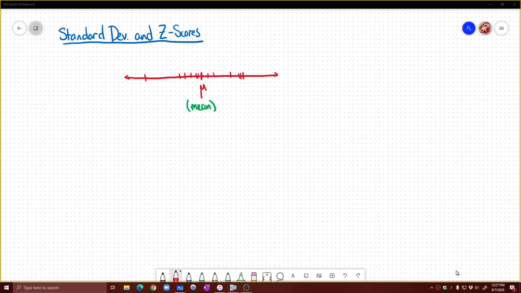Alright, so starting another video here, looking at our first section in chapter 2. This is looking particularly at measures of spread, and now looking at how that applies to distributions. So we're going to look at one particular measure of spread known as the standard deviation.